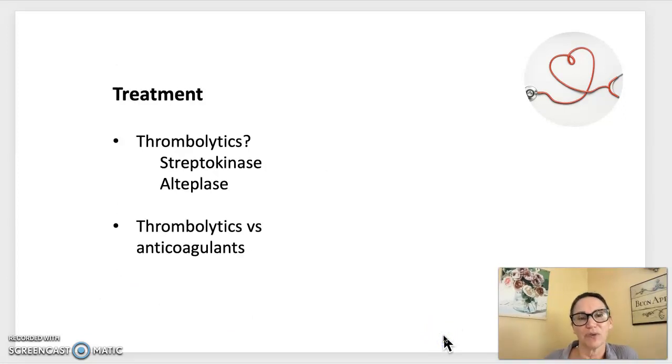Now, how are we going to treat a myocardial infarction? Oftentimes, these patients will go to the cardiac cath lab. But if they don't, if it's decided instead for various reasons that they're going to get a thrombolytic instead, what I really want to get across here is the difference between a thrombolytic and an anticoagulant. Okay, a thrombolytic. Now, thrombus is a clot.